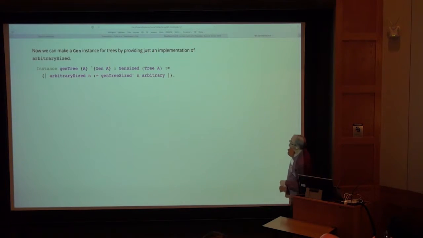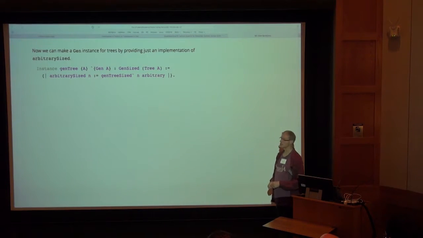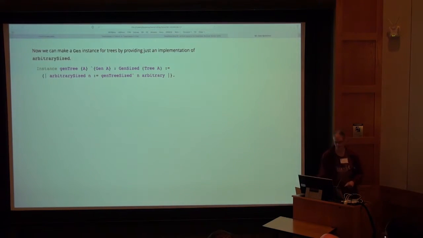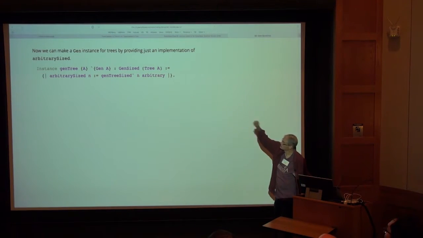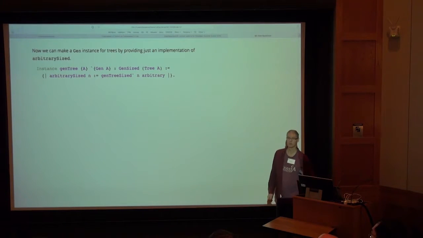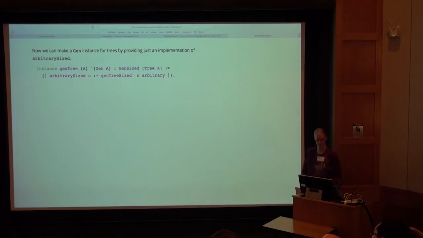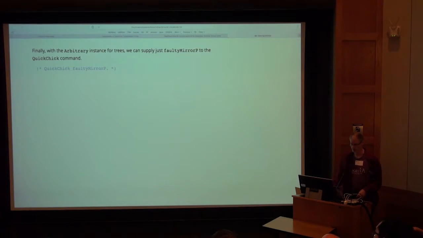Okay, and now it's easy to build a Gen instance for trees just by defining the arbitrary sized operation to be genTree sized. And this arbitrary on the right-hand side, by the way, is the arbitrary for A's, which we get from the assumption that A is an instance of Gen. Okay, and now at the top level we can just say quickCheck and state the property. And all of the filling in generators and checkers and stuff happens automatically.